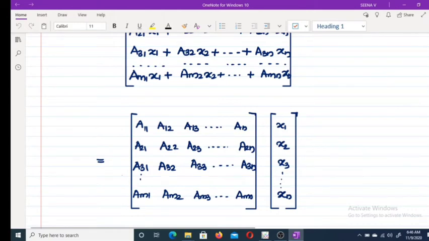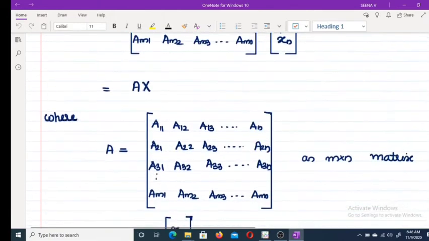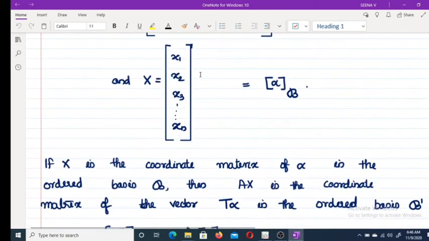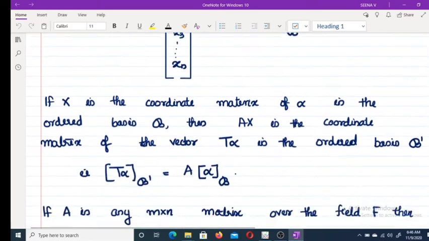Okay, this you can write in the form AX, where A is equal to this one and X is equal to this one. This X is the same as alpha related to the basis B. Therefore, if X is the coordinate matrix of alpha related to the basis B, then AX is the coordinate matrix of T alpha related to the basis B dash.